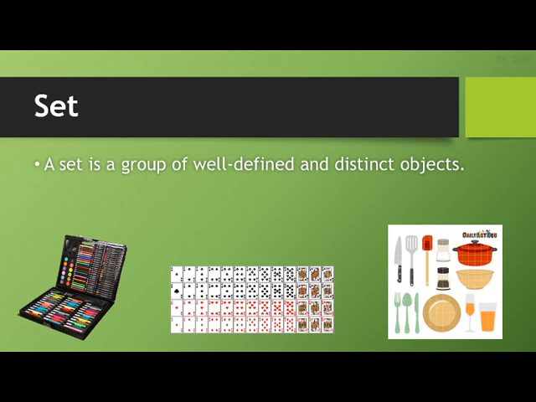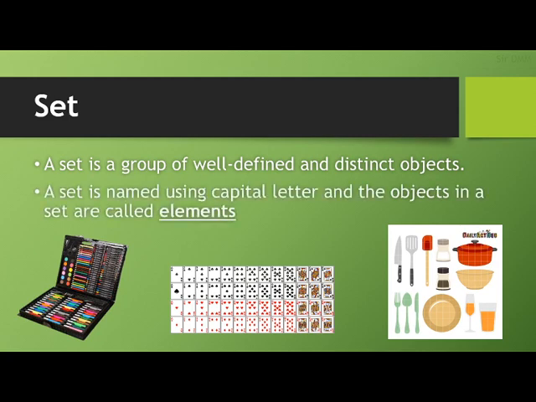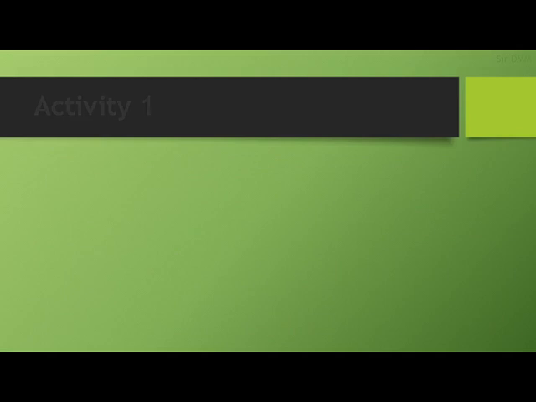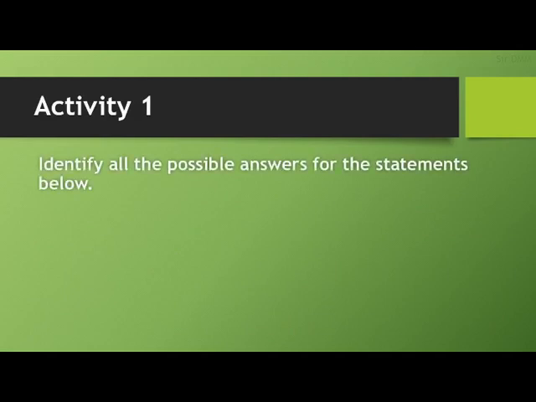Now, how do we name a set? A set is named using single capital letter. And the distinct objects in a set are called elements. For deeper understanding, let's have an activity. Identify all the possible answers for the statements below.